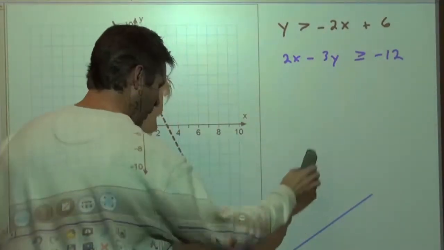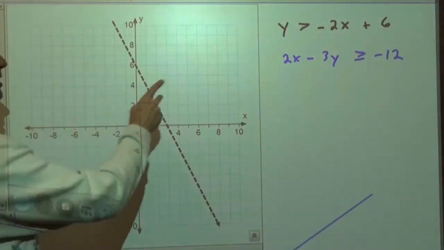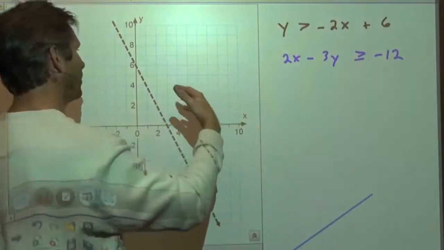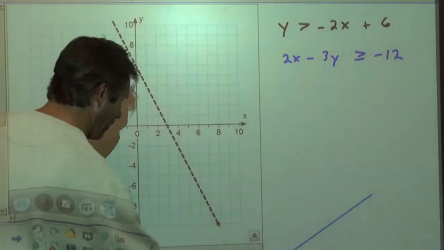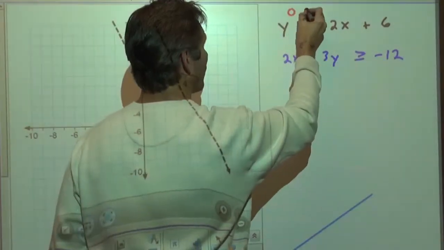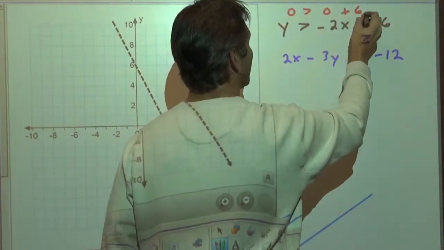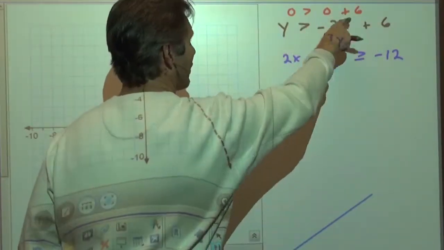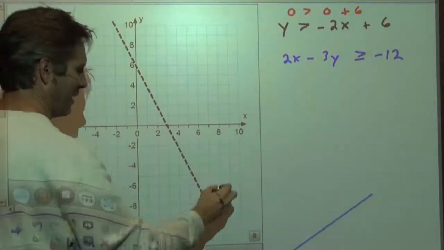And then we go and we grab this one. Oh, by the way, sorry. Okay. That's the boundary line for this. Now we have to decide which side we shade on. Let's pick the point 0, 0. Does 0, 0 make that true? Well, 0 is greater than -2 times 0, which is 0 plus 6. 0 is not greater than 6, so it's not this side of the line we shade, it's that side.